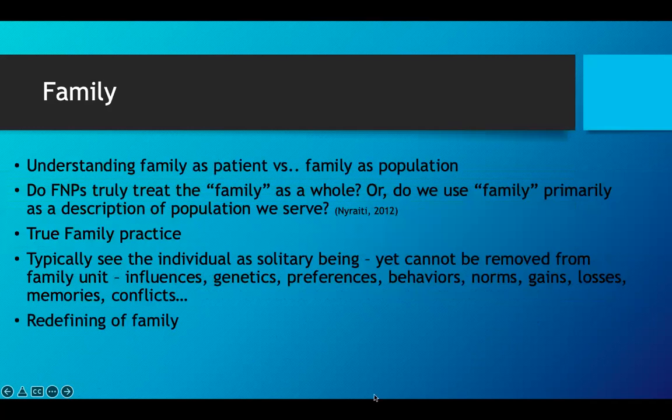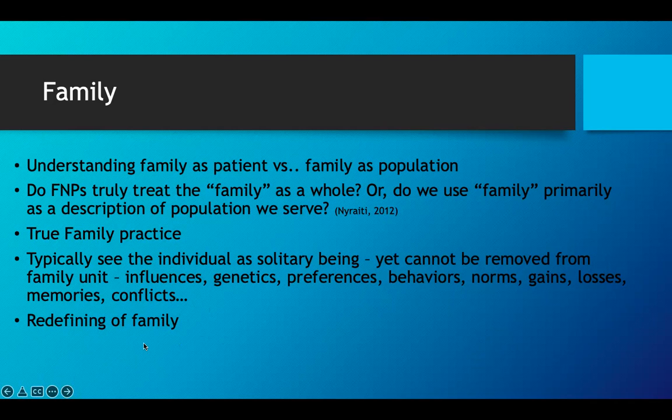Understanding the family as a patient versus the family as a population. Every family is different, right? Do we treat the family as a whole, or do we use family primarily as a description of the population we serve? You have to be very careful with that. Every family is different. So just be sensitive to the family union, the influences of the patient, the genetic disposition from within the family, the patient's preferences, behaviors, if they've lost anybody in their family, any kind of family turmoil that's going on, and sensitive to how that's going to influence the patient's support system. And again, redefining of the family.